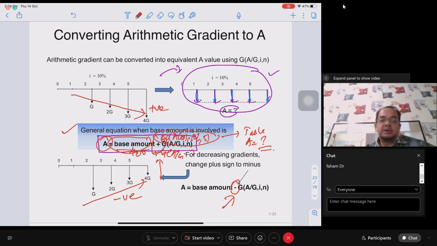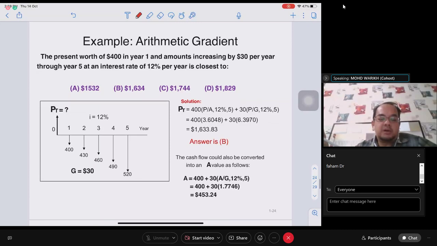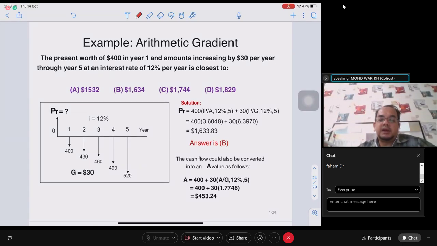Right, we go to the example for the arithmetic gradient. The present amount was 400 ringgit in year 1, and the amount is increasing by 30 ringgit per year. The keyword here is increasing by 30 ringgit per year, which is a gradient G. Year 5 is N. The interest I per year is closest to what?